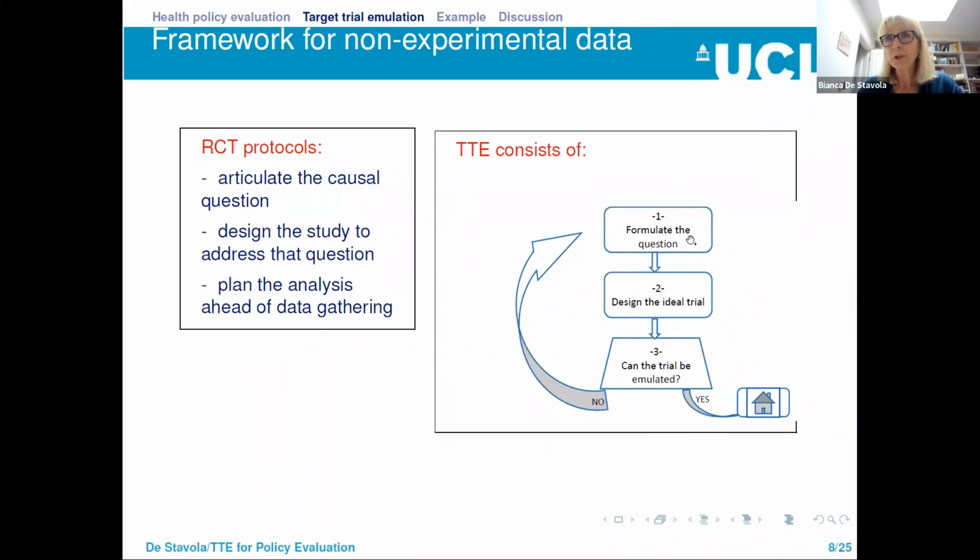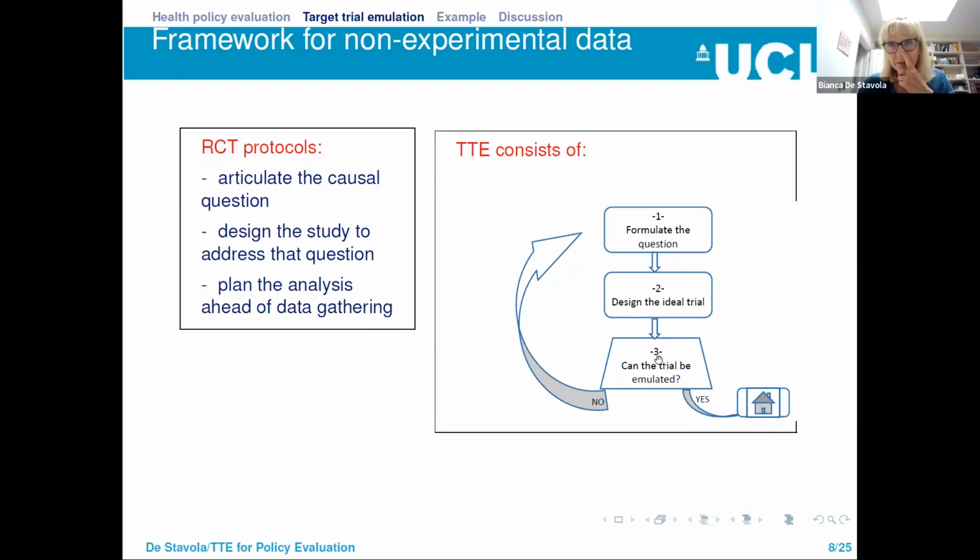A first step, which is to formulate the question straight ahead. Second, pretend that you could design an ideal trial. So fill in a protocol as if you had the money, as if you had no ethical considerations, and you could design a study that would address the question you've asked in step one. The third step is checking whether you could actually translate that ideal trial into a pragmatic trial using the data that you have access to.